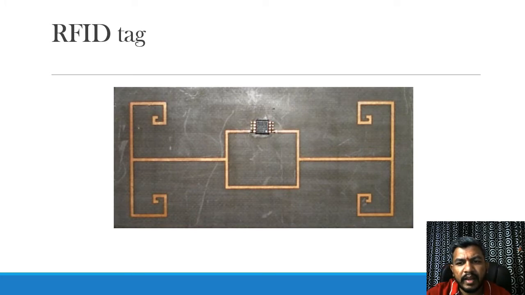A UHF tag, that is, an ultra high frequency tag with its antenna and the IC, is shown in the following figure. This antenna geometry is chosen so that the terminal impedance of the antenna is equal to the complex conjugate of the IC terminal impedance. This way, maximum radio frequency power is delivered to the IC.